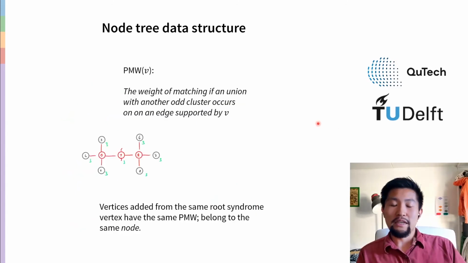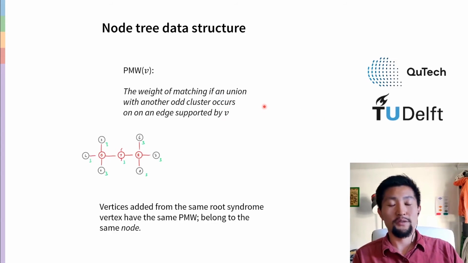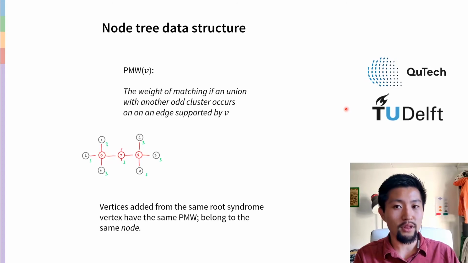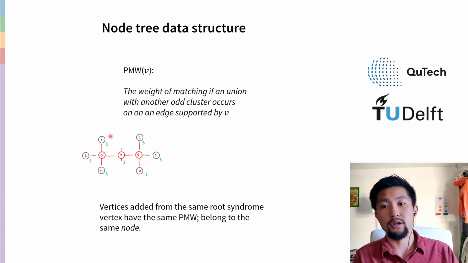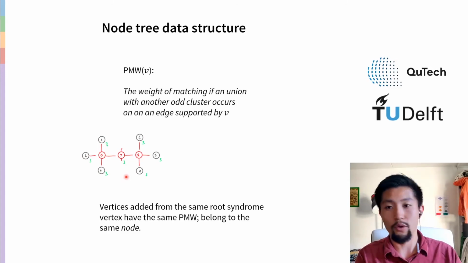Now recall that the potential matching weight of a vertex is defined as the weight of a matching if a union with another odd cluster occurs on an edge supported by that vertex. So the most important thing here is that it's the weight of the matching that matters. So imagine if 0, 1, 2 are syndrome vertices, but the newly added vertices 3 through 8 are not syndrome vertices. They are just normal vertices. They're not equivalent to a non-trivial parity measurement.